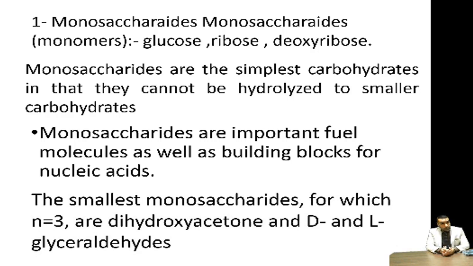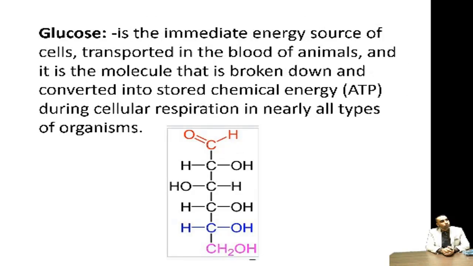The smallest monosaccharides, for which N is 3, are, for example, dihydroxyacetone and D and L glyceraldehyde. The structure of glucose is quite important. Here we can see we have 6 carbon atoms, and we have an oxygen group, hydrogen group, and hydroxyl group, and this is the structure of glucose. Glucose is so important for our body because it gives us the energy for ATP during cell respiration in nearly all types of organisms.